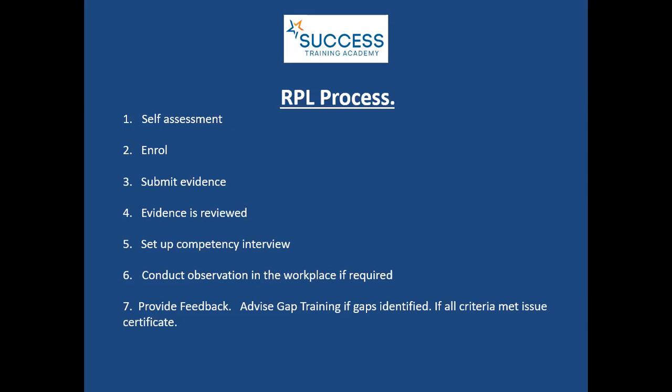Then number 6 there, an observation may take place in the workplace if required. Not always required, but sometimes it is. Okay. Number 7, then feedback is provided and gap training may be provided if gaps are identified. And if all criteria are met, then the certificate is issued, as I said.